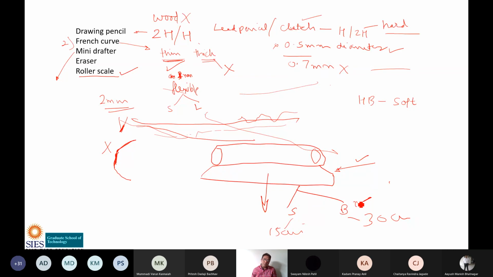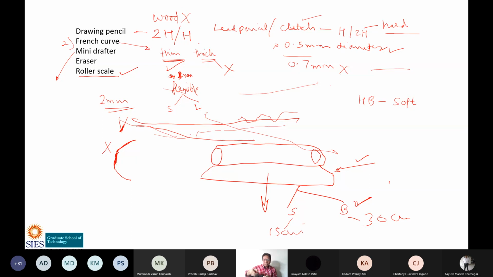If you do not hold it properly, then you need to learn. See, if this is the drafter, this is the roller scale, and this is the edge of the book. If you keep it like this on the edge of the book, then it will not roll properly. If you roll it on the surface, then it can roll. But if you keep it like this and try to roll, it will not roll.